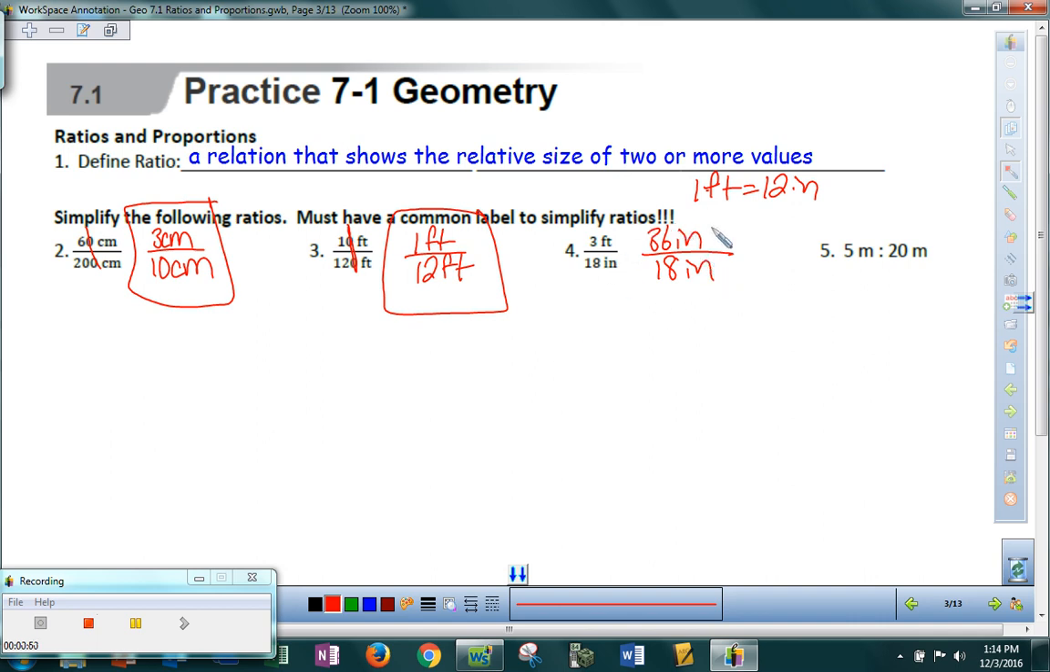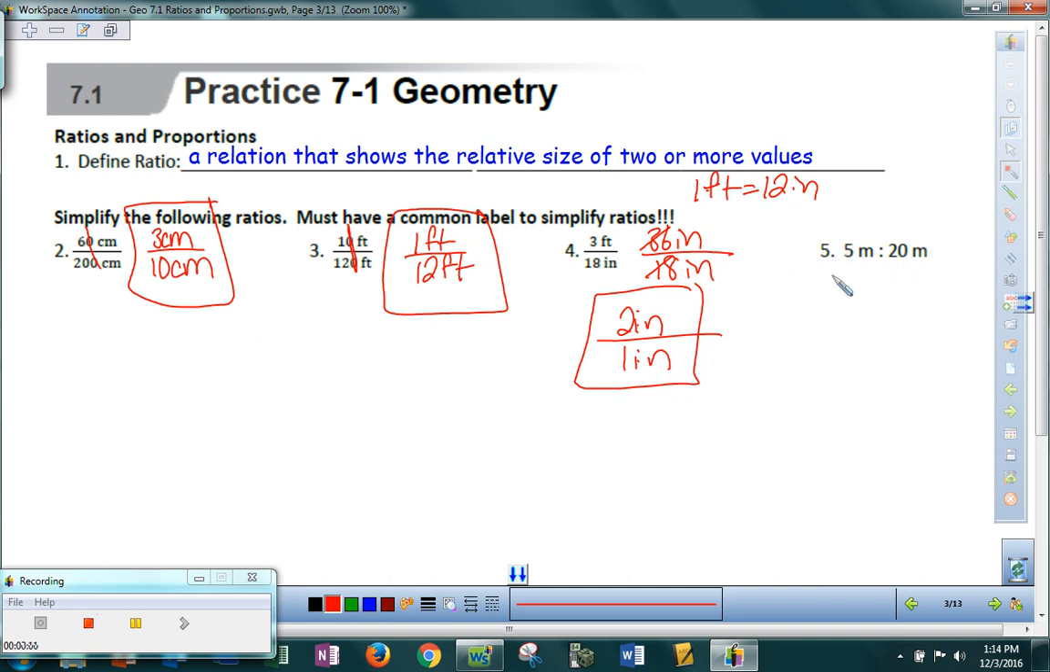Now, since we're in the same measurement, we can go ahead and reduce, and 18 goes into both of those, so we've got 2 inches on top and 1 inch on the bottom. Now, normally we could say 2 over 1 was just 2, but with a ratio, we're comparing two different numbers, so we want to leave it as this 2 over 1.